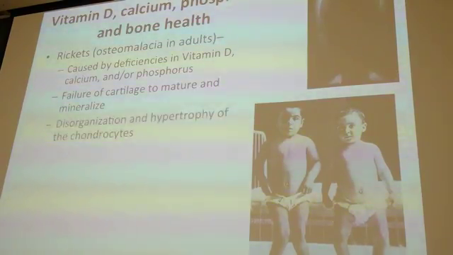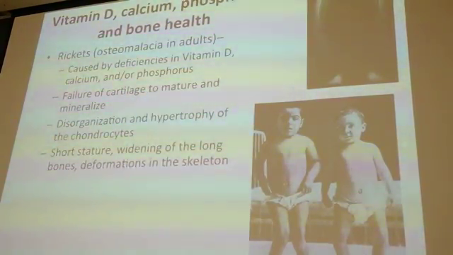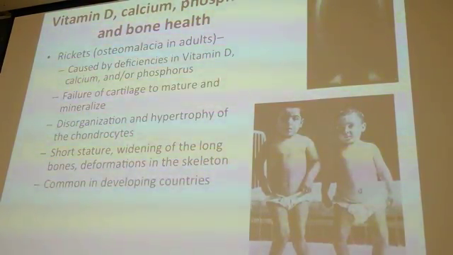And so you end up with this disorganization, this reduced mineralization, and this disorganization in hypertrophy, or enlarged growth of these chondrocytes, which are what produce the collagen in our joints, and which is a precursor for bone mineralization. So this gives rise to this very characteristic short stature, this widening of the long bones, and other deformations in the skeleton. So this is common in developing countries, but does also occur in developed countries as well.